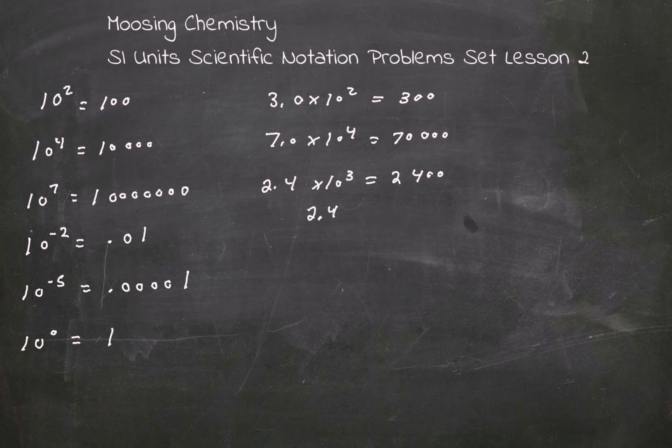So how would this work? You have the 2.4, so you would go 1, 2, 3. And then, of course, you can see your 2,400 right there. All right, let's do another one.